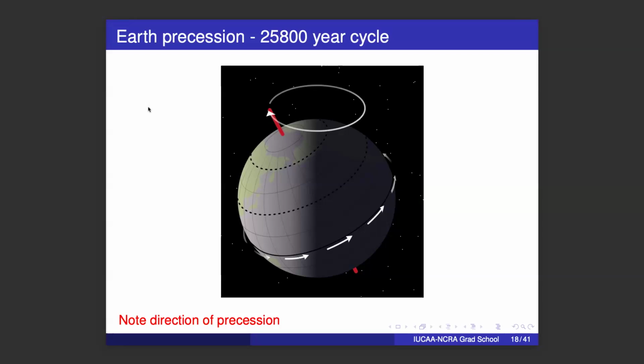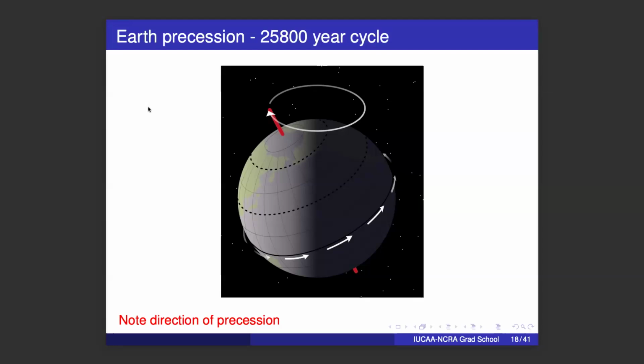However, the circle on the sky has a very large size. The inclination angle is 23.5 degrees, so that circle is going to be 47 degrees in diameter. Note the direction of precession.